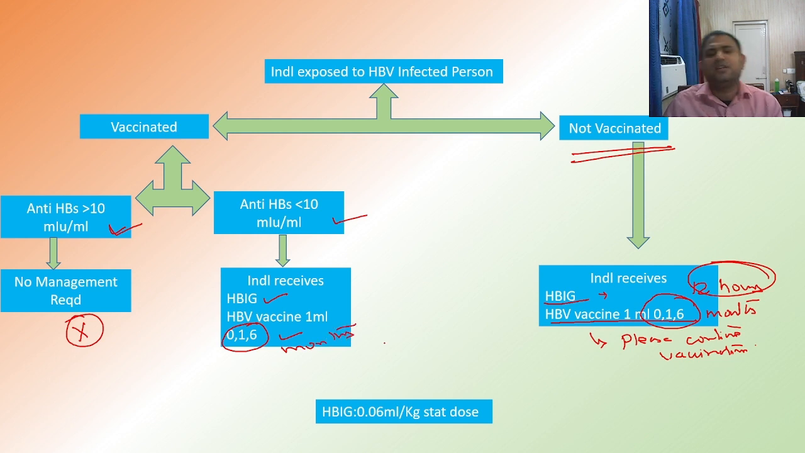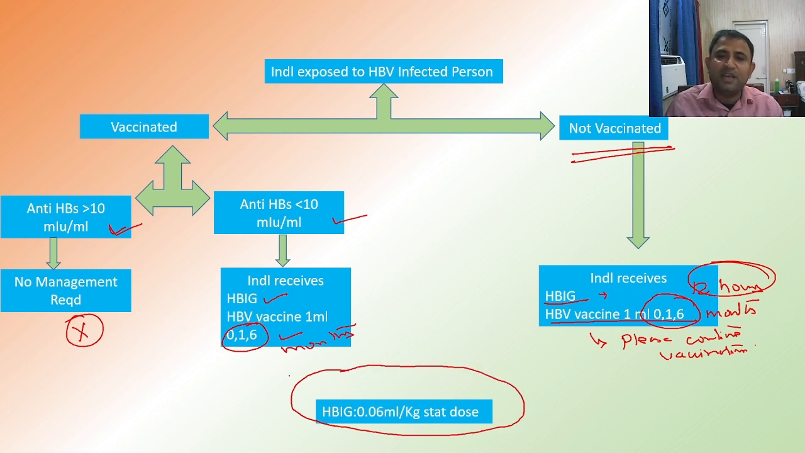So how much hepatitis B immunoglobulin is supposed to be given to a person who is exposed and not vaccinated? The HBIG recommended is 0.6 ml per kg, and this is a stat dose, to be given in the other arm from which the vaccine is being given. The vaccine is supposed to be given in one arm and the HBIG in the other arm.